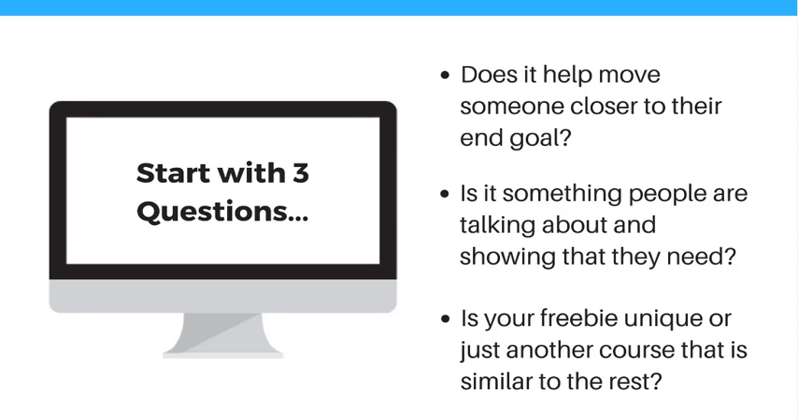So start with 3 questions. Number 1, does it help move someone closer to their end goal? Is it something people are talking about and showing that they need? And is your freebie unique, or is it just another course that is similar to the rest? So by answering these questions, you're going to be able to come up with the perfect opt-in freebie that differentiates itself from all those other opt-in freebies out there.